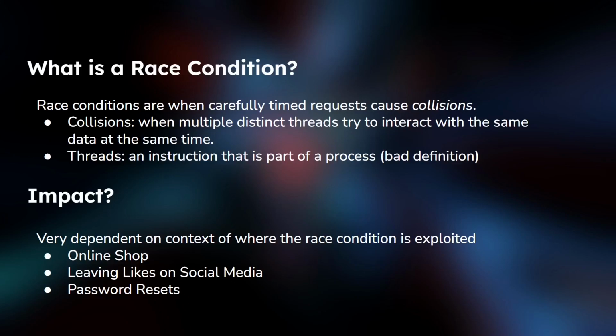The impact examples that I've got here will tell us what that looks like. Race conditions are really closely related to business logic flaws because they have to do with multi-step processes sometimes. So the impact is very dependent on the context of the race condition being exploited. If it's an online shop, the collision might be in whether the shop is checking, let's say you add something to your cart and then you click the checkout button.